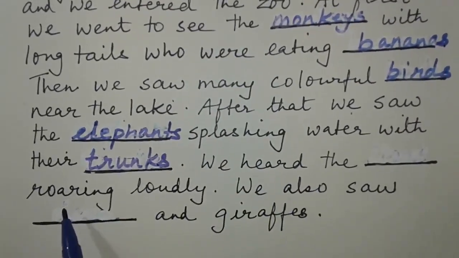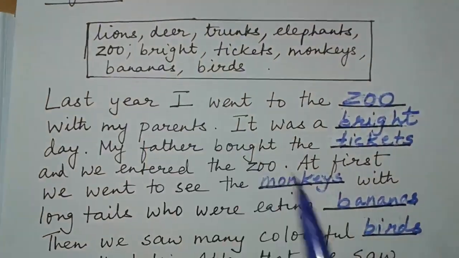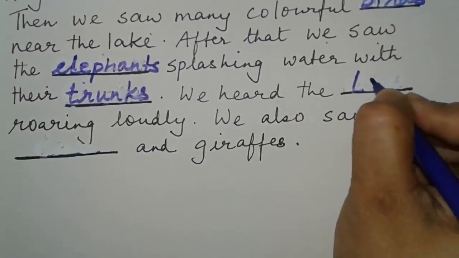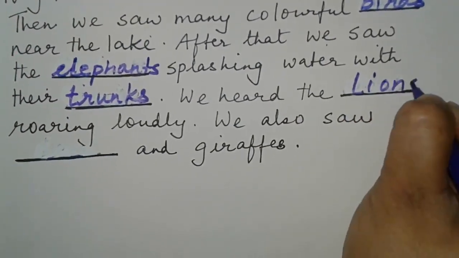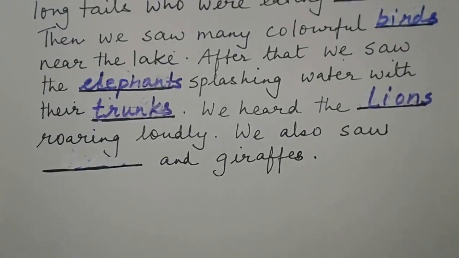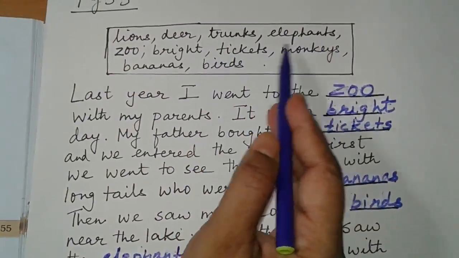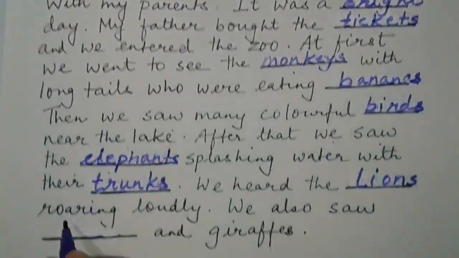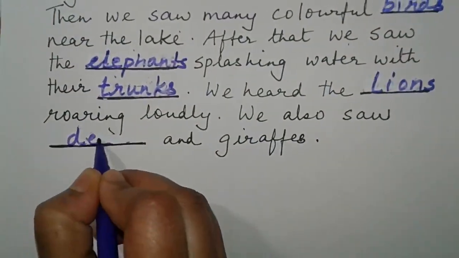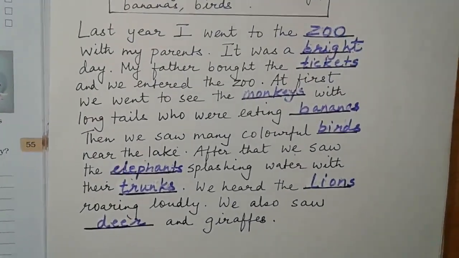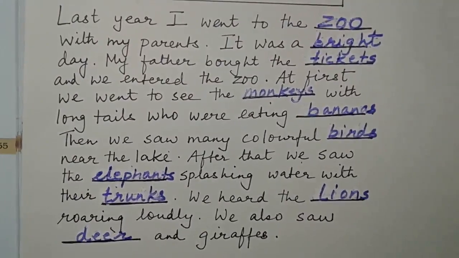We heard the dash roaring. Who roars? Lions. L-I-O-N-S, lions, roaring loudly. We also saw deer. D-E-E-R, deer and giraffes. Copy the answers, children.